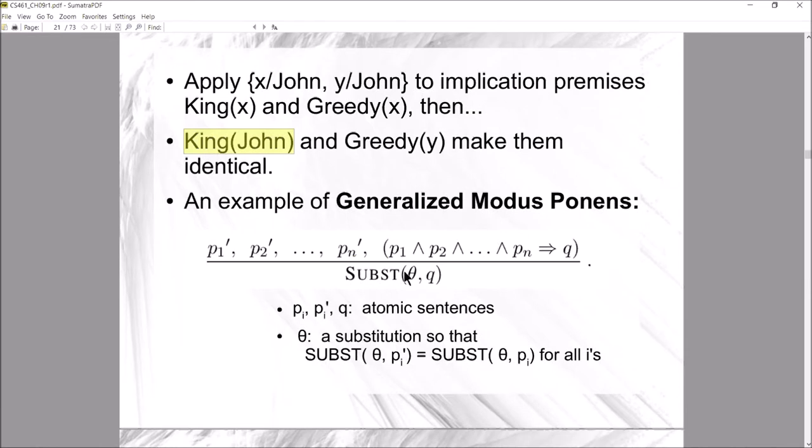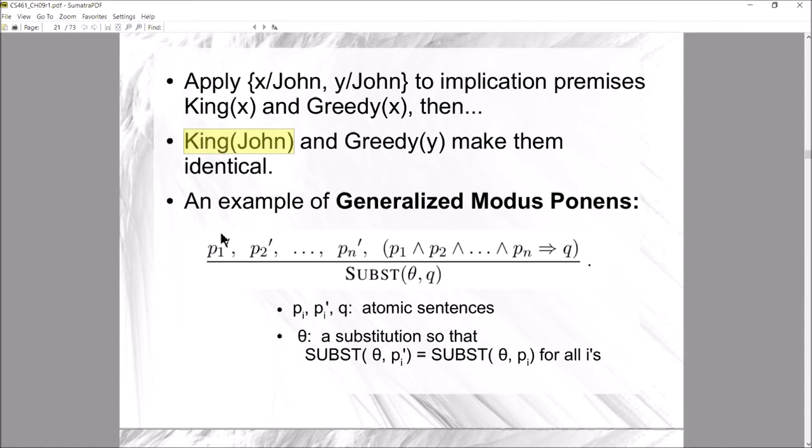So here it is kind of written all out, all kind of fancy, but look on the right side here, right? On the right side, this is just a bunch of atomic sentences all joined together by conjuncts implying some conclusion Q. On the left-hand side, you got a bunch of atomic sentences. And these were ones that are already separate in the knowledge base, right?